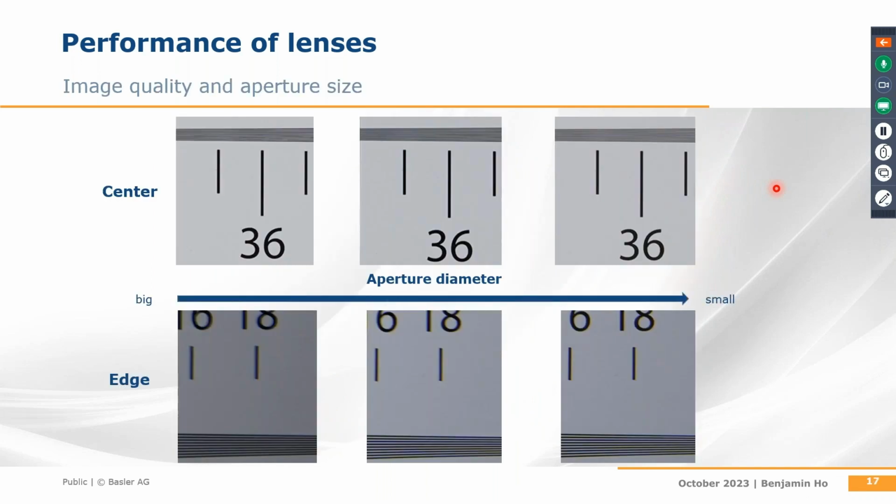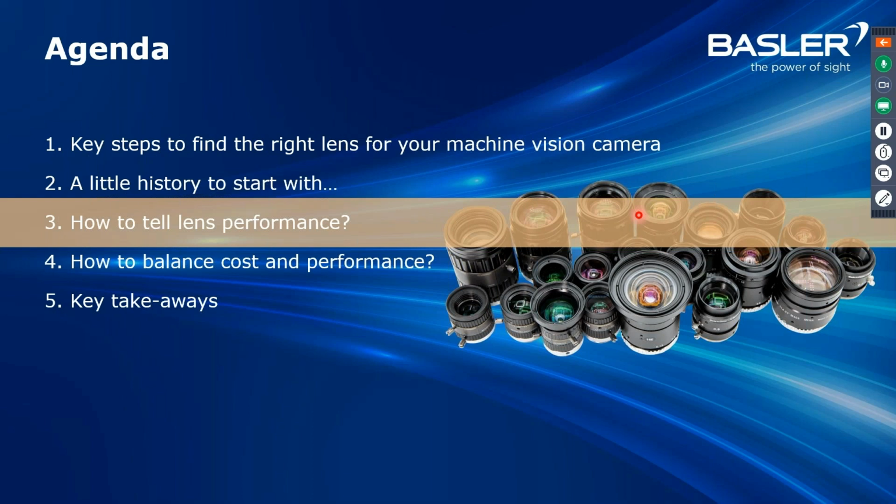Here are some pictures that show you the central side of the sensor is mostly affected by diffraction, so the image is usually sharper at fully open aperture. While the edge side of the sensor is mostly affected by aberration, so the image at the edge is usually clearer at closed aperture. We will tell you what the key factors affecting lens performance are. Lens brightness and lens resolution are the two important factors that influence lens performance in an optical system. Let's go into more detail.